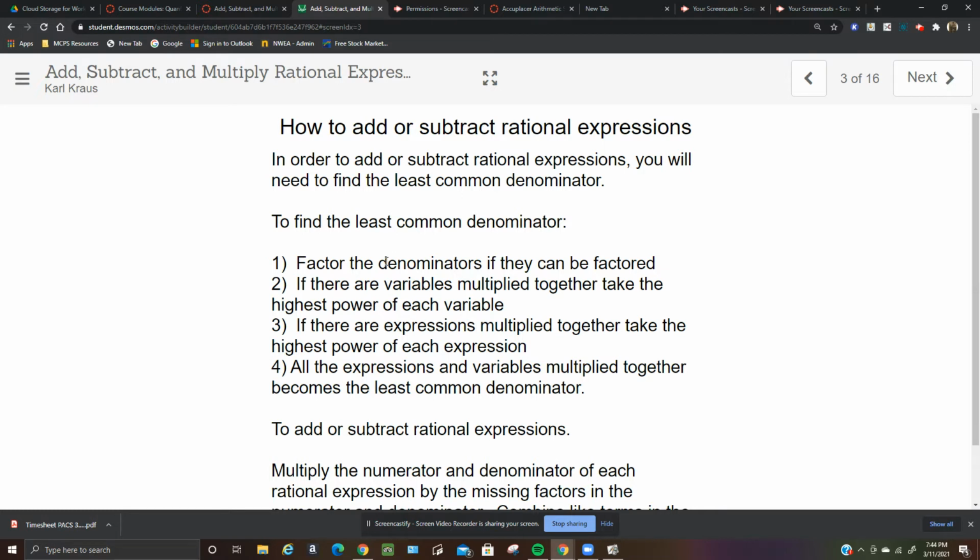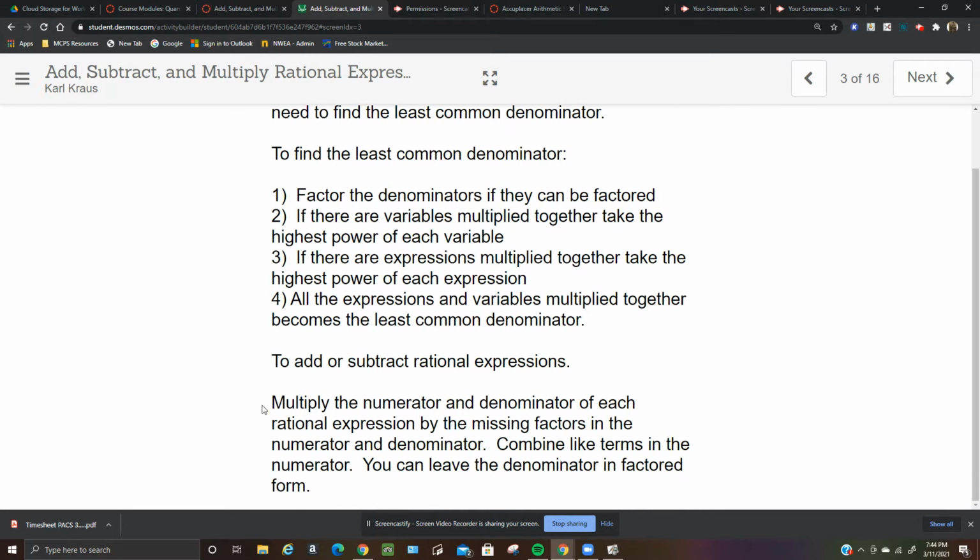To add or subtract rational expressions, multiply numerator and denominator of each rational expression by the missing factors. In the numerator, combine like terms. You can leave the denominator in factored form.